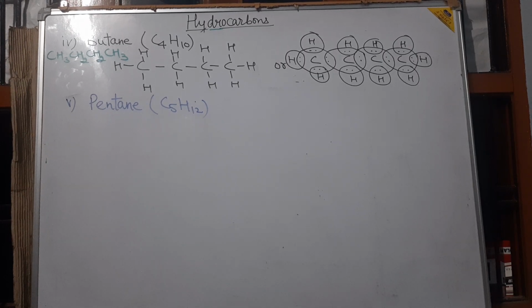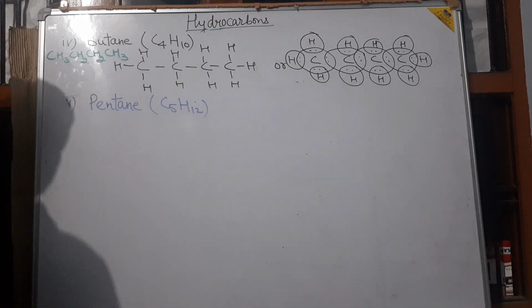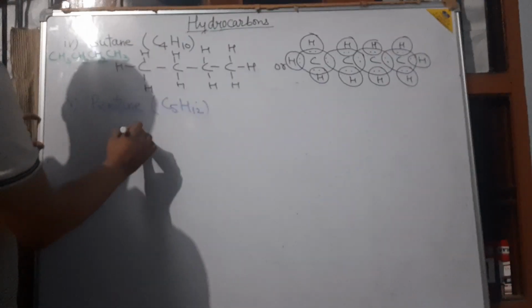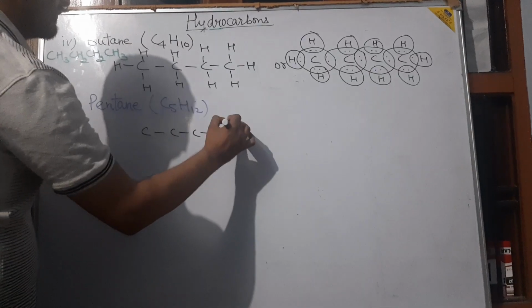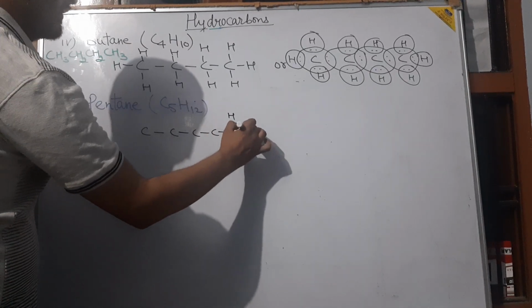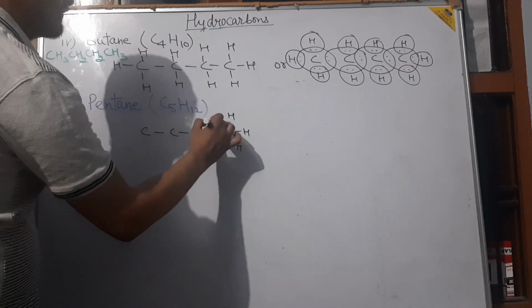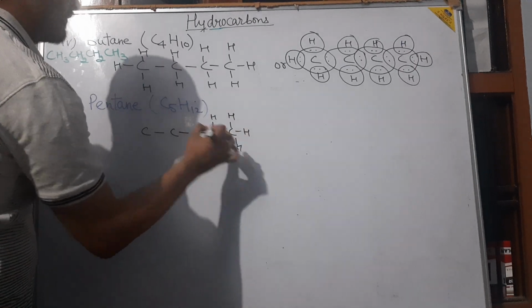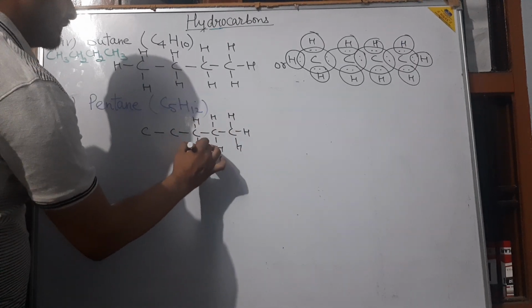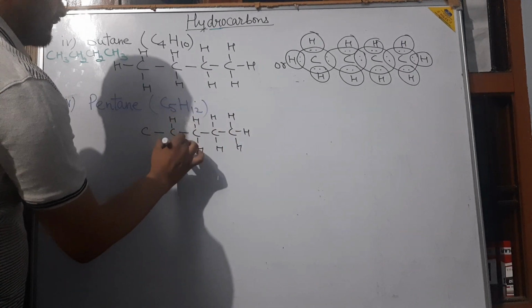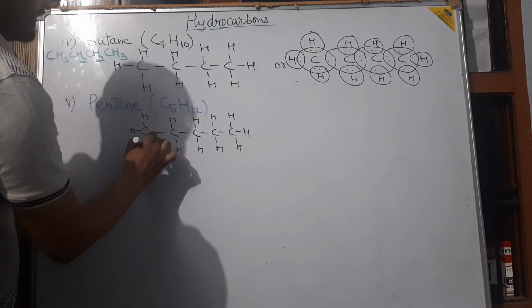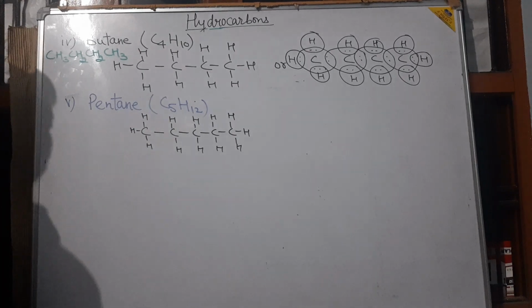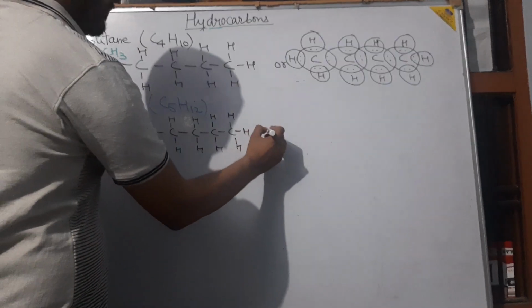Next we have pentane, C5H12. To draw its molecular structure, we should write 5 carbons and place the remaining hydrogens by satisfying its tetravalency. It is the structure of pentane, the molecular structure of pentane.